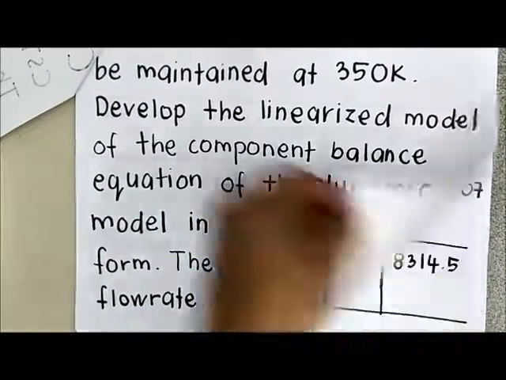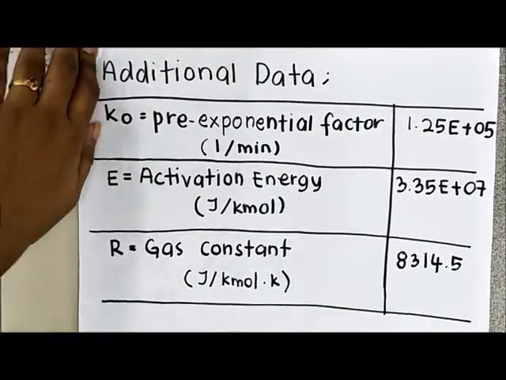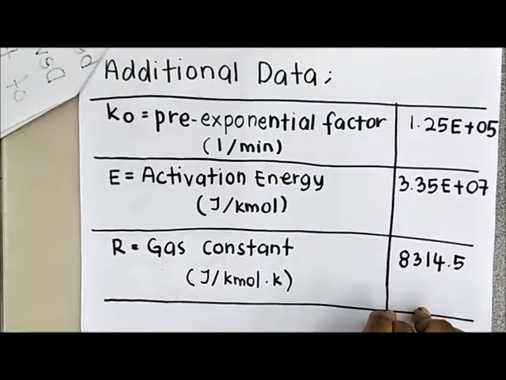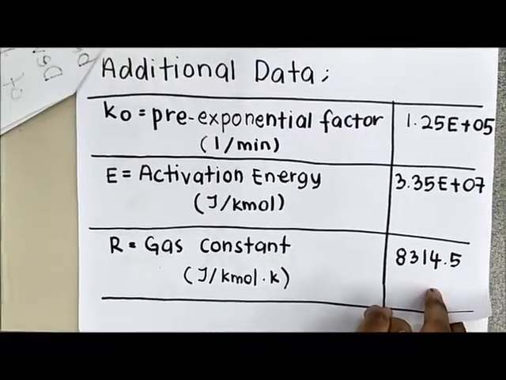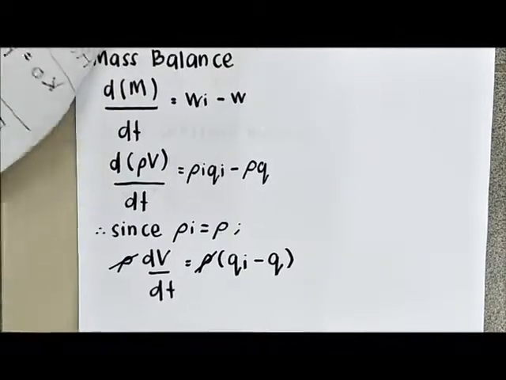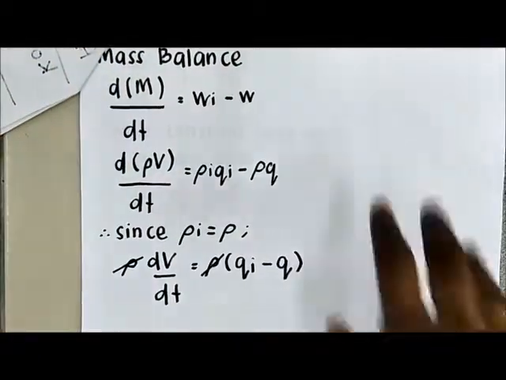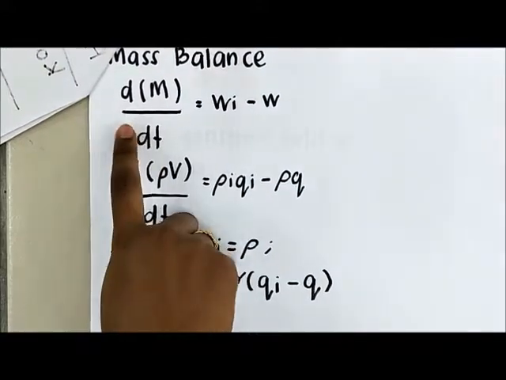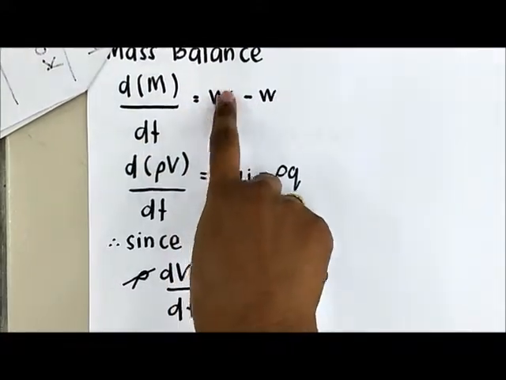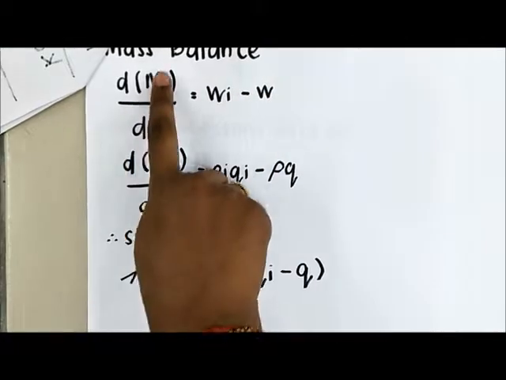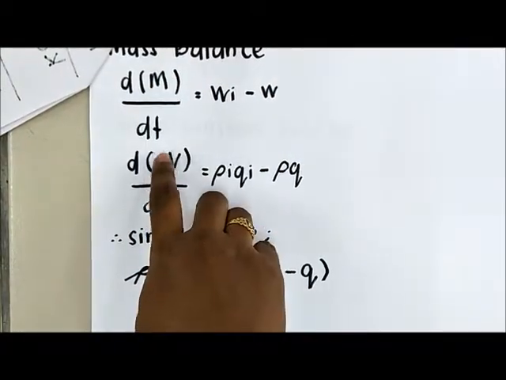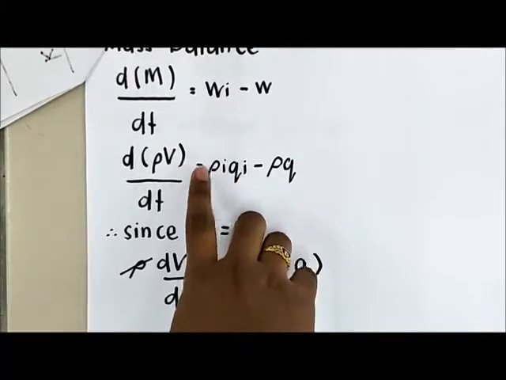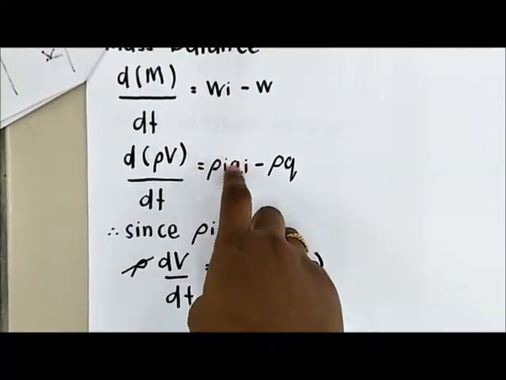Okay, so additional data given in the question is about this k0 and E and this R, which is the gas constant. Okay, so first we need to start with the mass balance. So dm over dt equals to wi minus w. So this mass is equivalent to density times volume. So this wi will be equivalent to density times this qi.